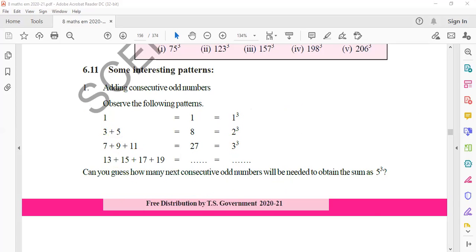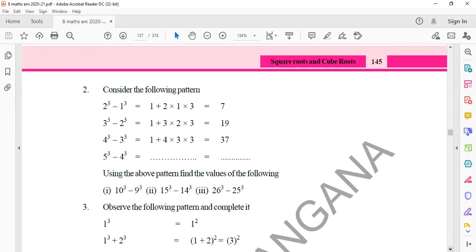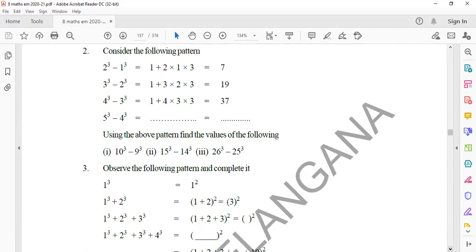The next one they are telling is another arrangement. This is also a little bit easy. You need to track what 2 cube minus 1 cube is, and how you need to find it out.